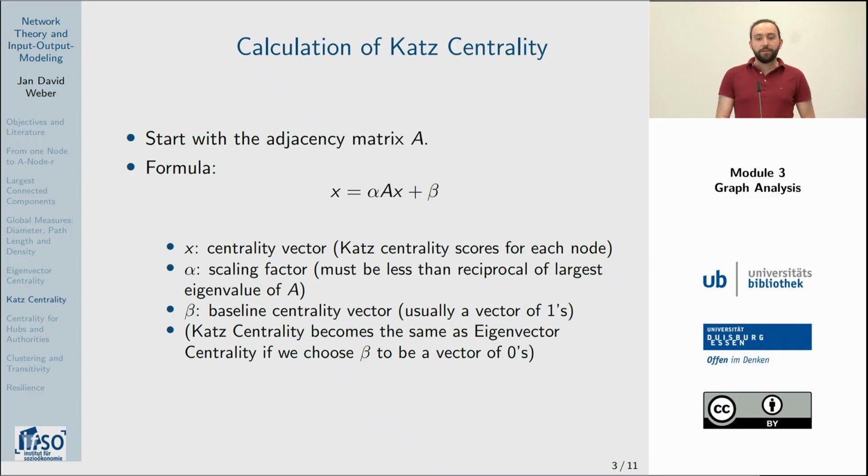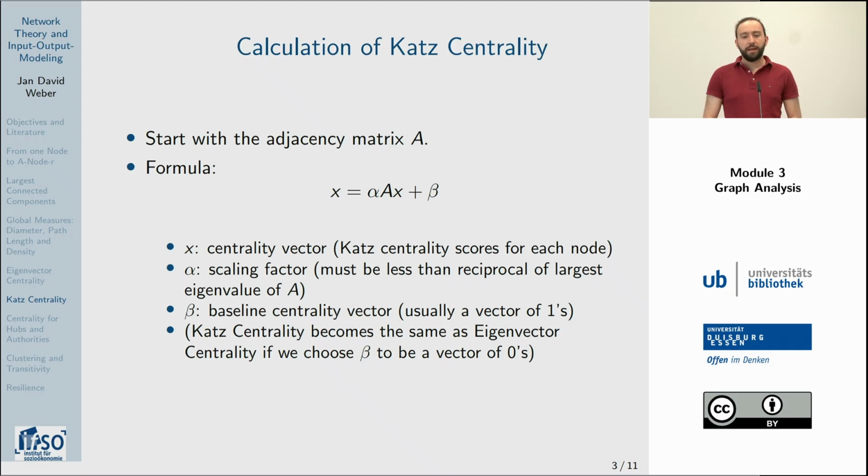So again, we start with the adjacency matrix A. And here we have this really interesting formula, which looks a little bit familiar, perhaps, after looking at eigenvector centralities. So we look for the centrality vector x. That is what we're trying to solve for in the end, where this has the Katz centrality scores stored in. We have alpha, a scaling factor, which must be less than the reciprocal of the largest eigenvalue of the adjacency matrix A. And we have a baseline centrality vector beta, which we normally fill up with ones. You will see later on why this is the case.